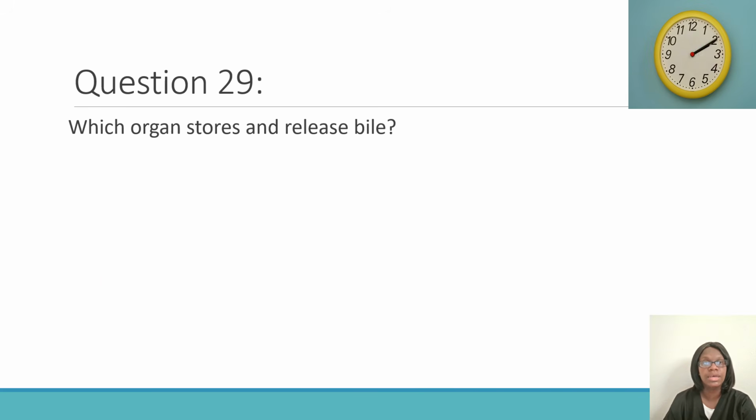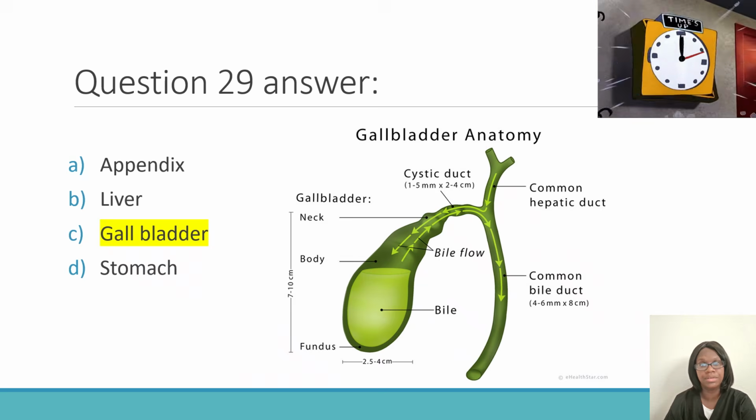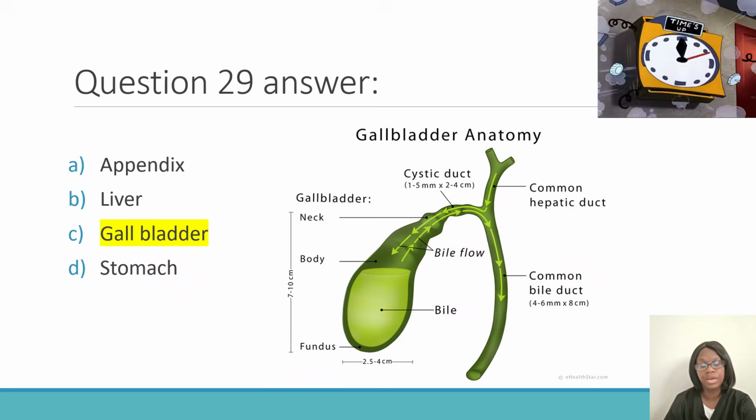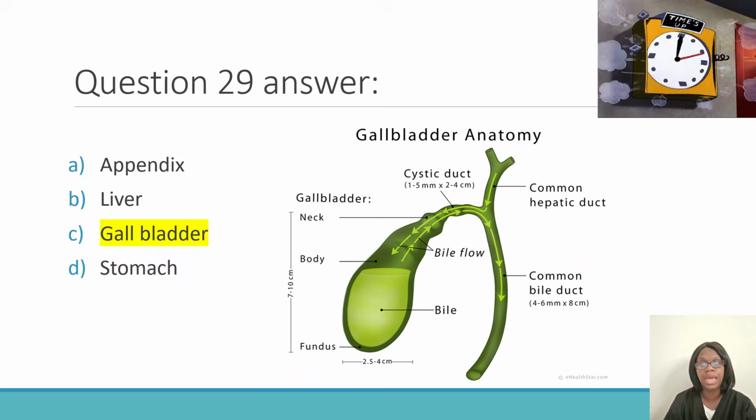Question 29. Which organ stores and releases bile? A, appendix, B, liver, C, gallbladder, or D, stomach? All right, the correct answer is C, gallbladder. So the gallbladder does store and release bile, which is a fluid that is produced by the liver. It helps to aid in digestion of fats.